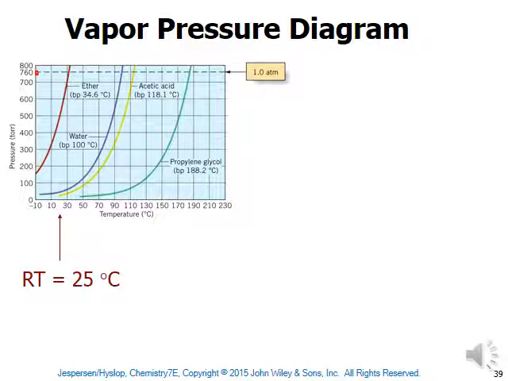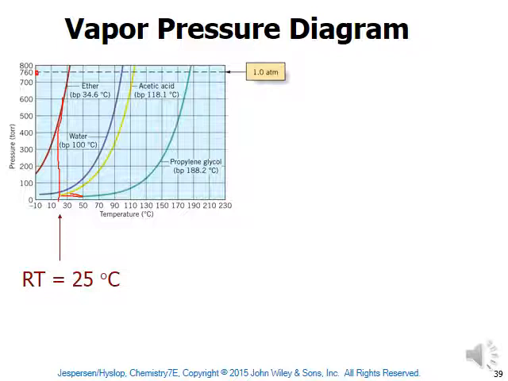Sorry. Well, let's look at room temperature. Room temperature is about 20 degrees C. So let's look at the vapor pressure of all these guys here. Of all these, ether has the highest vapor pressure.